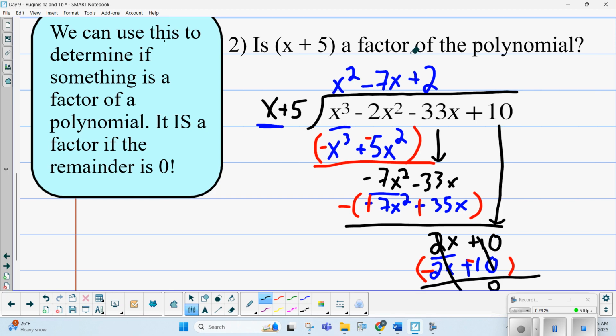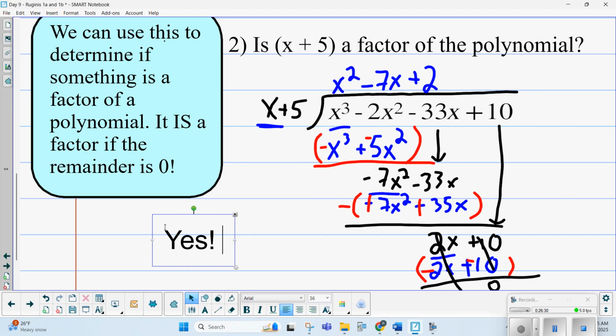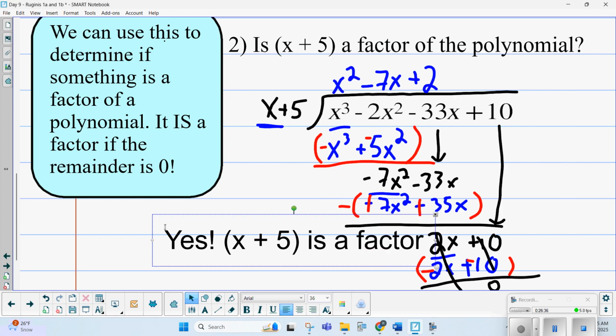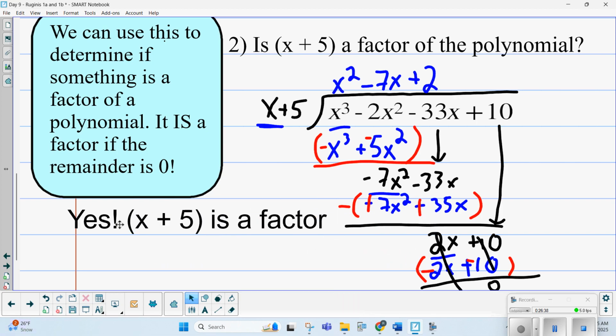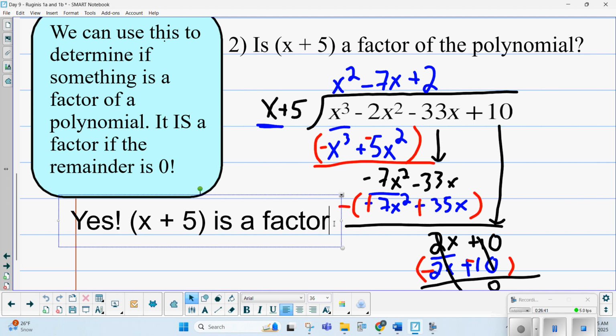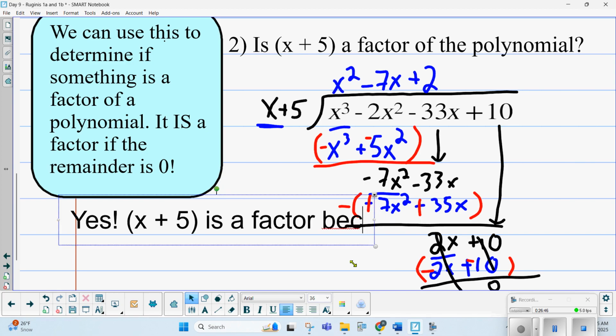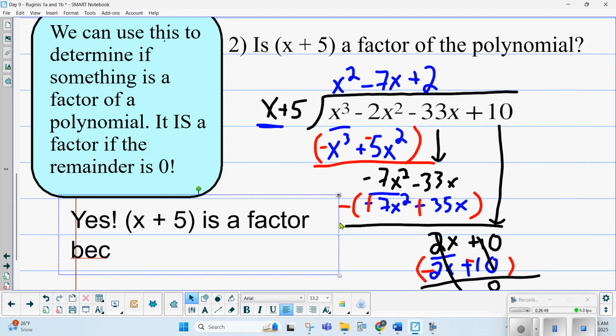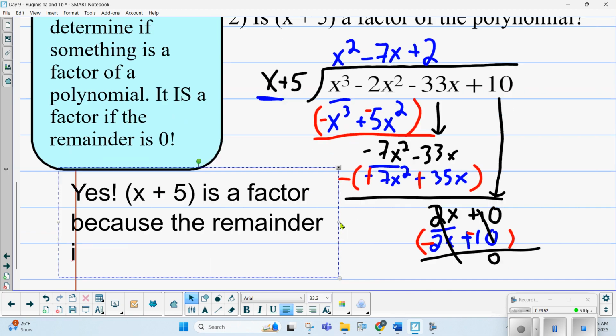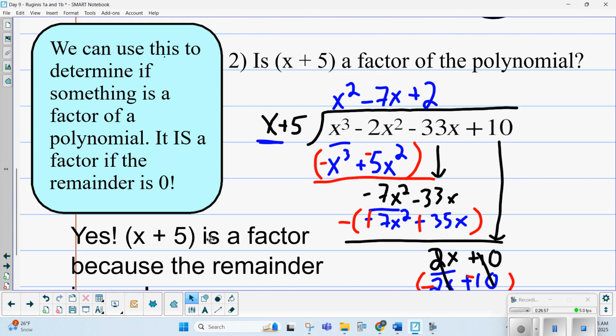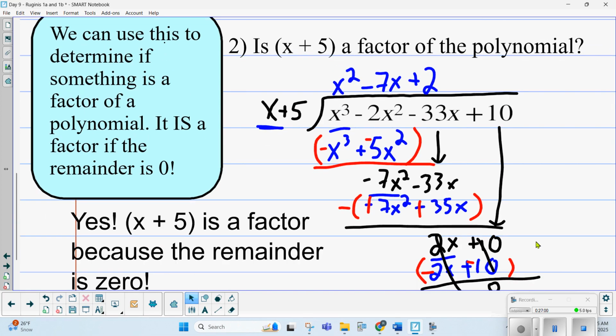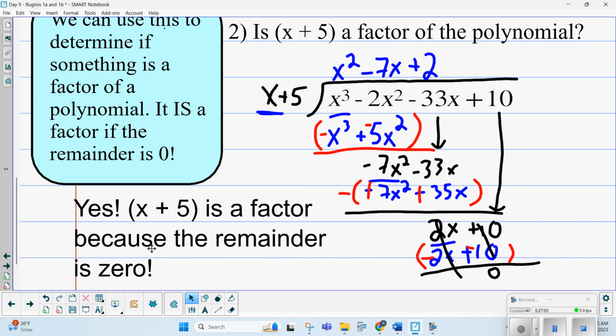So is x plus 5 a factor of the polynomial? We would want to say yes. x plus 5 is a factor. And we can even add in some reasoning, right? If we had to justify that, we could say, yes, it is a factor because the remainder is 0. There we go. So in this case, yes, x plus 5 is a factor of the polynomial because when we divided, we got a remainder of 0.